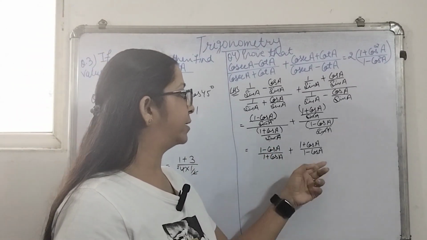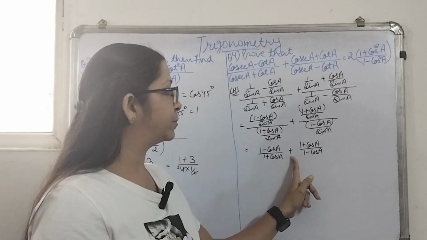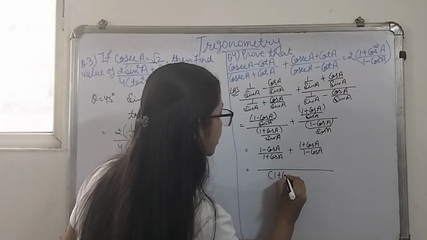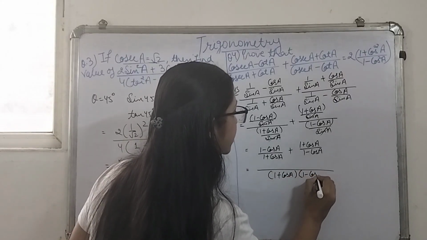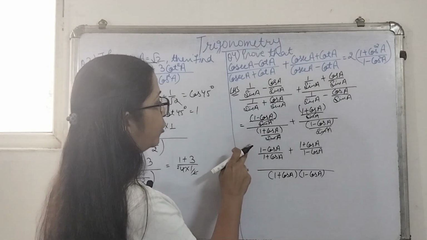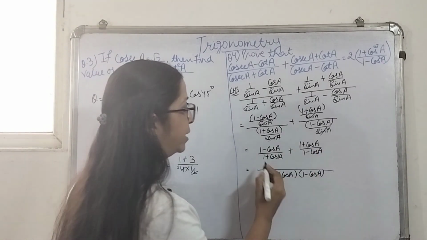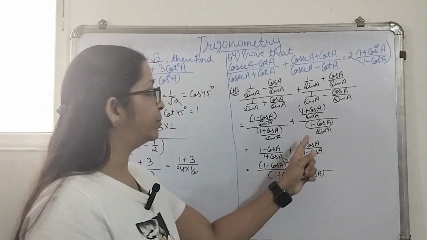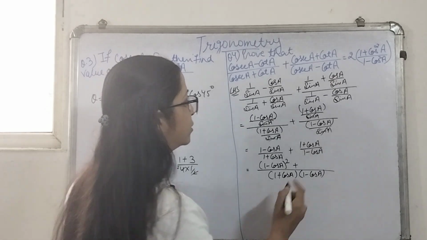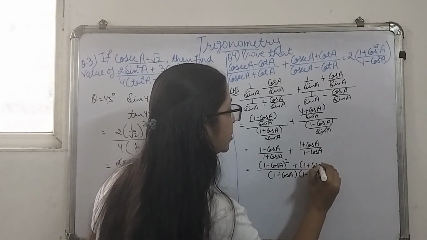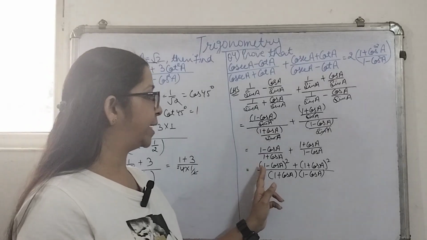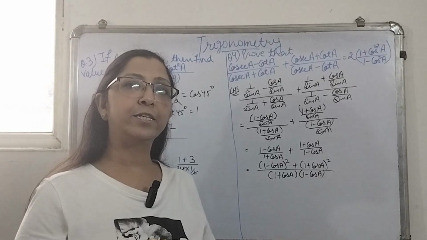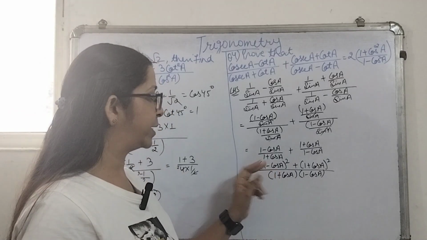Here it is 1 plus cos A, here it is 1 minus cos A. A plus sign is there in between, so we will take the LCM. The LCM will be 1 plus cos A multiplied by 1 minus cos A. Now 1 minus cos A is multiplied by 1 minus cos A, so this becomes 1 minus cos A whole square, plus 1 plus cos A multiplied by 1 plus cos A, so 1 plus cos A whole square. See, it is A minus B whole square and A plus B whole square. A minus B whole square is A square minus 2AB plus B square. We will expand with this formula.